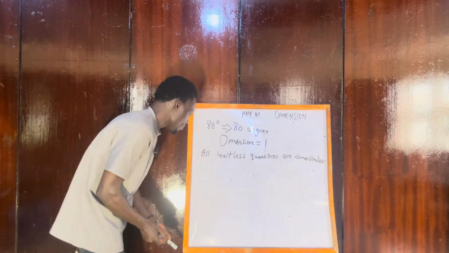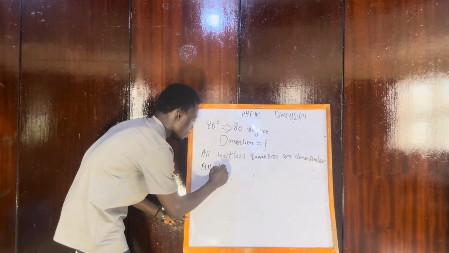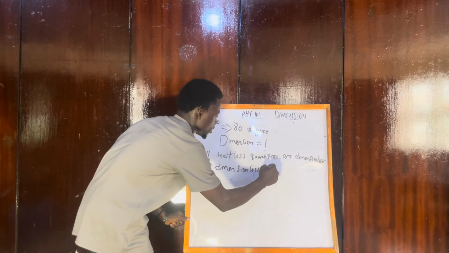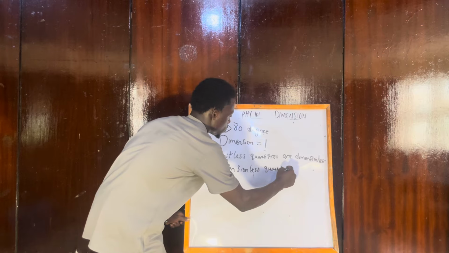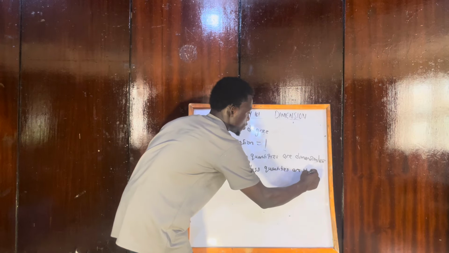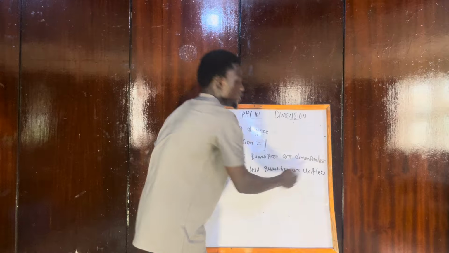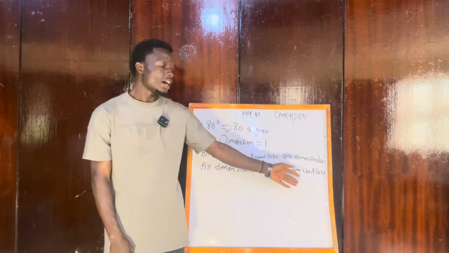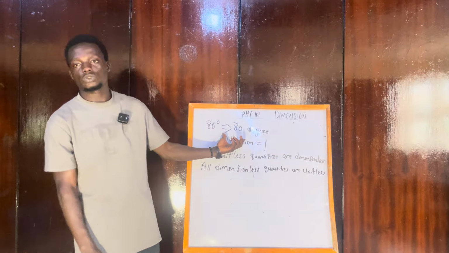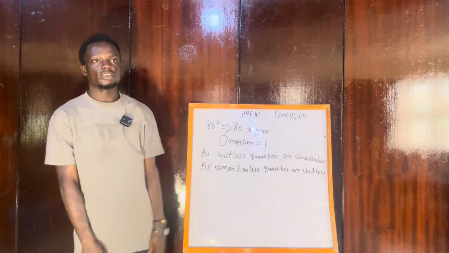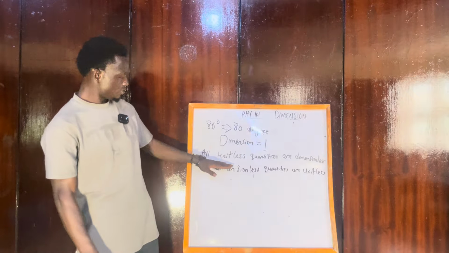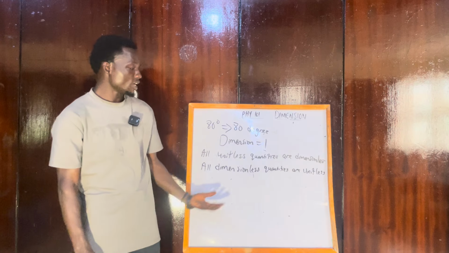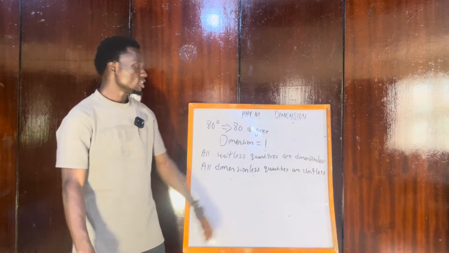But if I should say all dimensionless quantities are unitless, this is not true. Why? Because we have some that have units, but they don't have dimension. Like the first one I did, 80 degrees. The unit is degree, but it doesn't have a dimension. For this first one, it is very correct. Without units, there is no dimension. But we have some without dimension that still have units. So that's that for that.